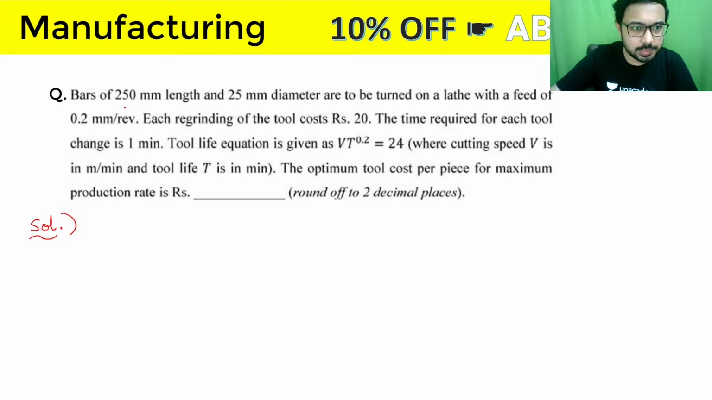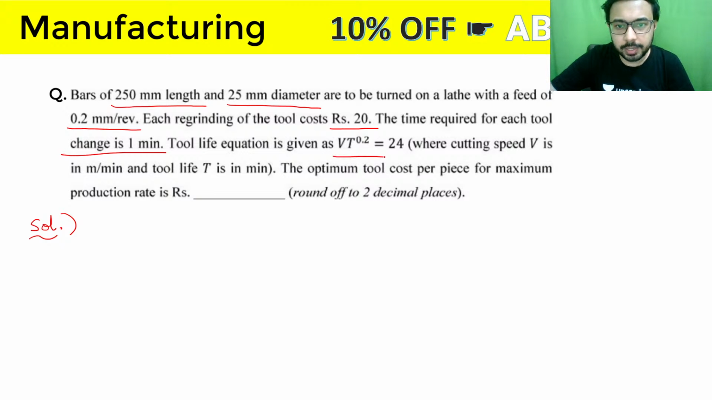What is given here is that bars of 250 mm length and 25 mm diameter are to be turned on a lathe with a feed of 0.2 mm per revolution. Each grinding tool costs rupees 20. The time required for each tool change is 1 minute. Tool life equation again is given here, where V is in meter per minute, as I have discussed before, always in meter per minute, and T is in minute. The optimum tool cost per piece for maximum production rate is rupees.